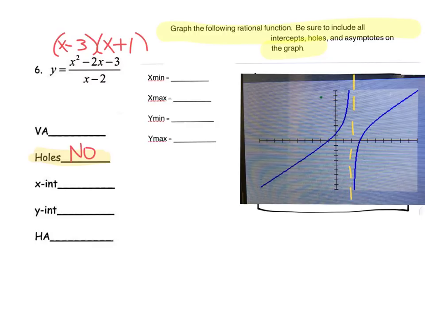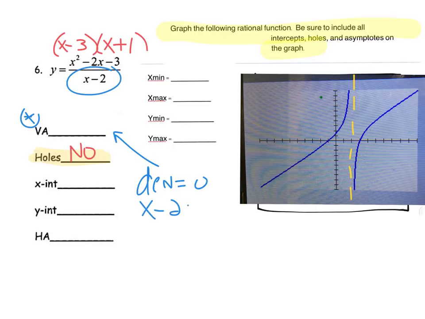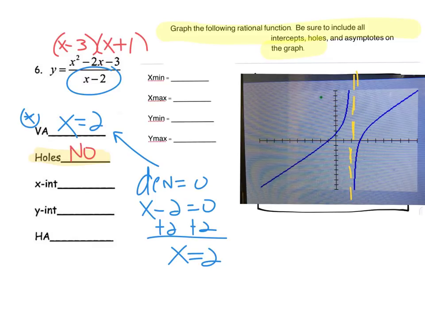somewhere along the graph. Remember, you calculate your vertical asymptotes by setting your denominator equal to 0 and solving for x. So here our denominator is x minus 2. We'll set that equal to 0, and we get x is equal to positive 2. So our vertical asymptote is x equals 2. Notice this vertical dotted line appears to go through the x-axis at positive 2.